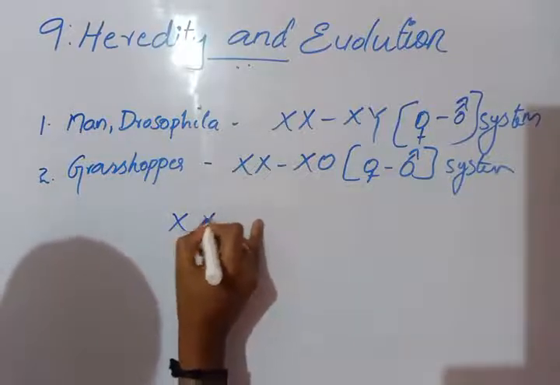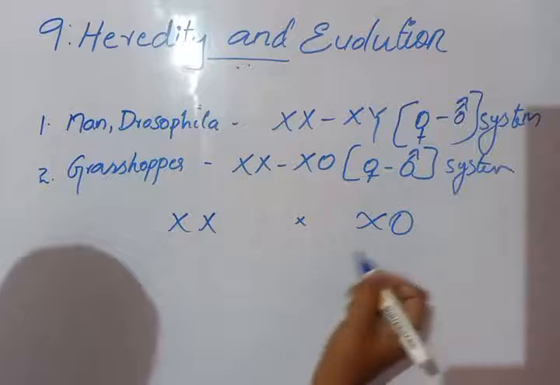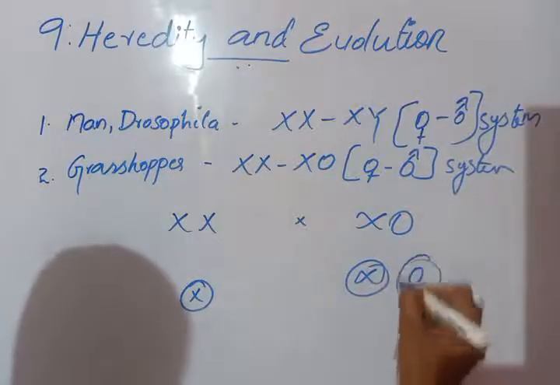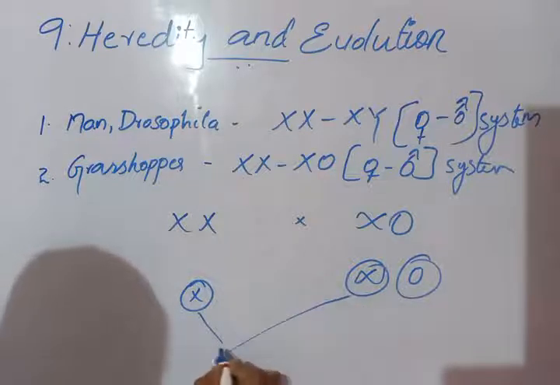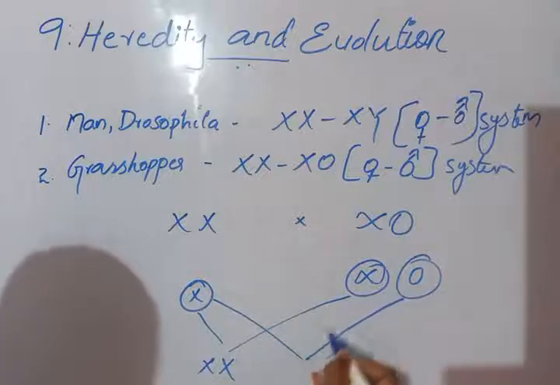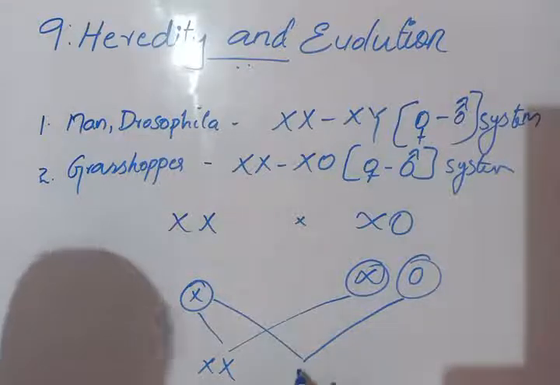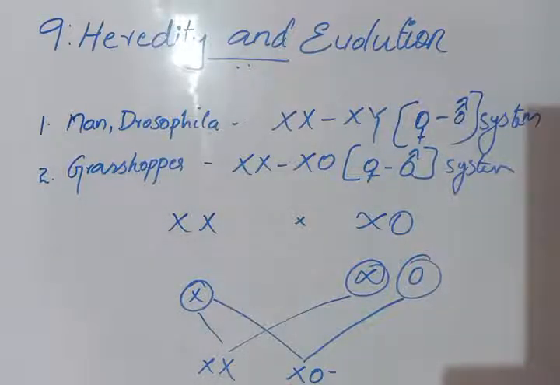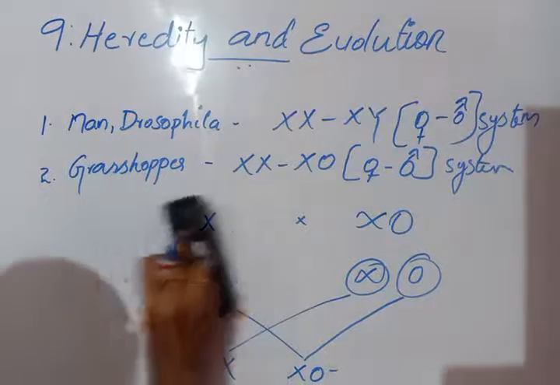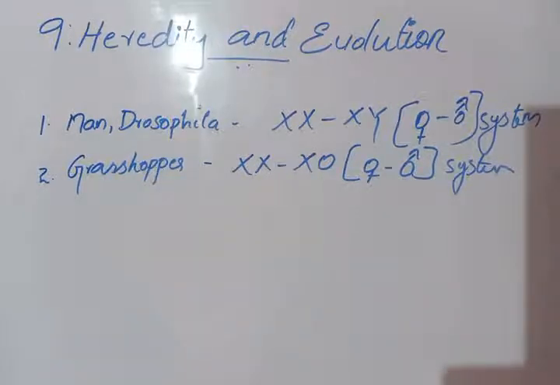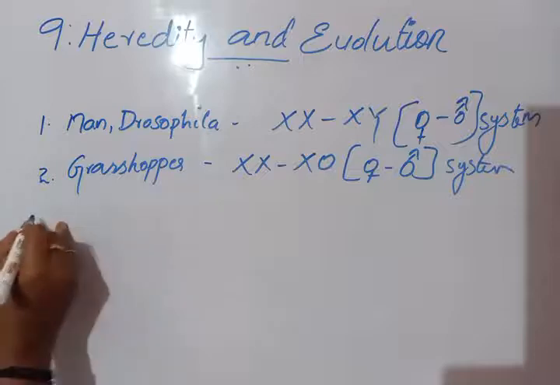Okay, so it will be like this. The mother will provide only one type of gamete, and the father will provide two types of gametes. Suppose this X chromosome crosses with the X chromosome, it will provide a female child, and if this X chromosome crosses with no chromosome, it will provide a male, that is a boy child. So this normally happens in case of grasshopper, that is the XX, X0 system.